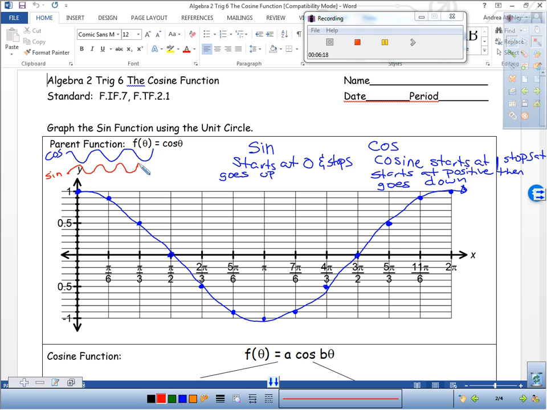Would it be better if you did like 2 for every 1? Well, you can see the differences. They look very similar when you put them right next to each other and have multiple periods. Okay, the only difference is cosine starts at the top and sine starts at the 0. Okay, any questions over that?